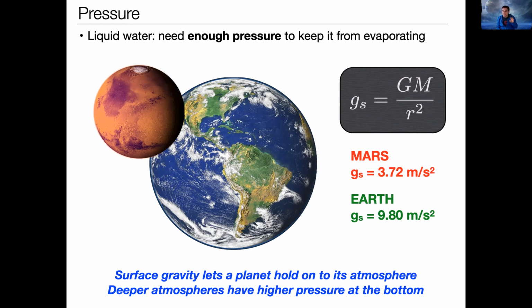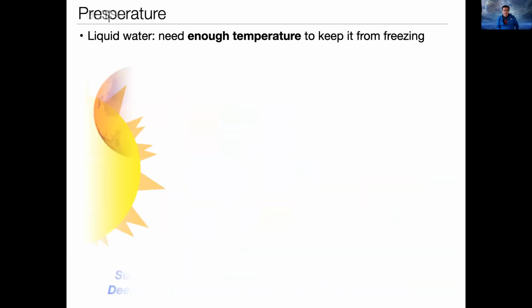What's its surface gravity? Is it strong enough to retain an atmosphere? And if there is an atmosphere, is it strong enough to help the pressure at the surface? There are other things that influence the pressure as well, which we'll ultimately come back to. Now, the other issue with liquid water is that the temperature has to be high enough for it to not freeze. So that is an influence of the star on the planet.